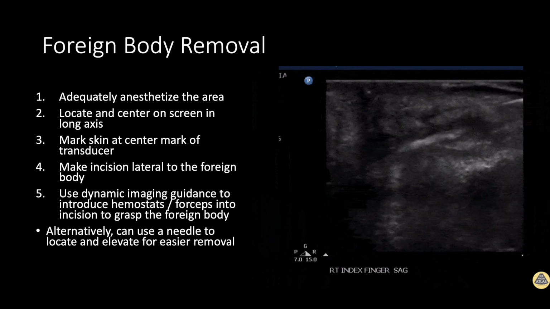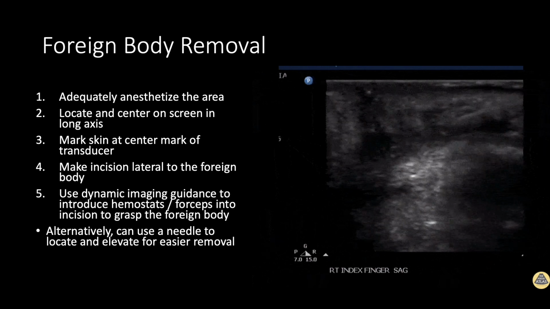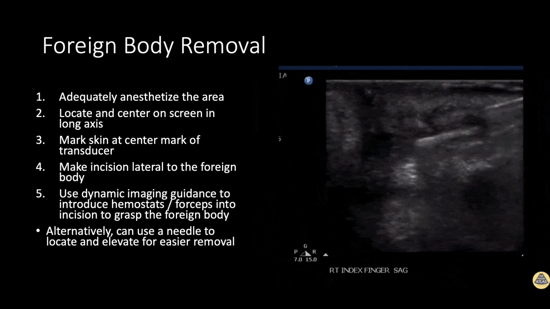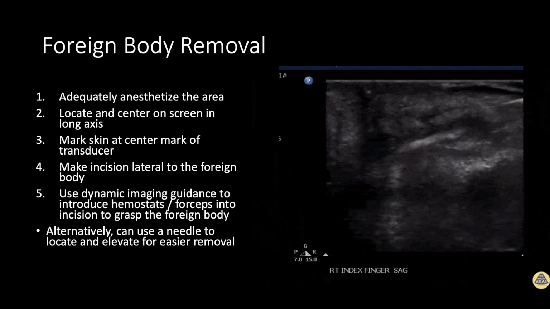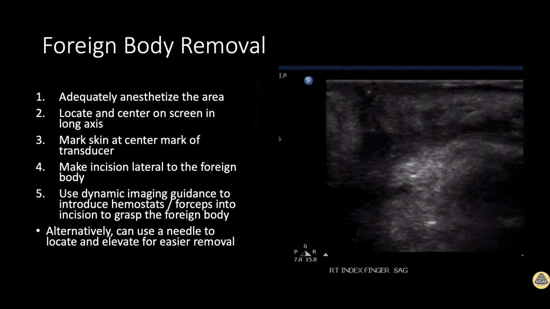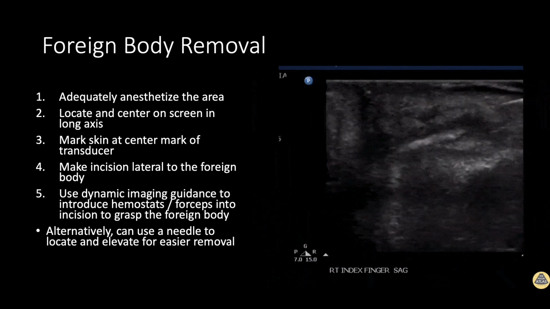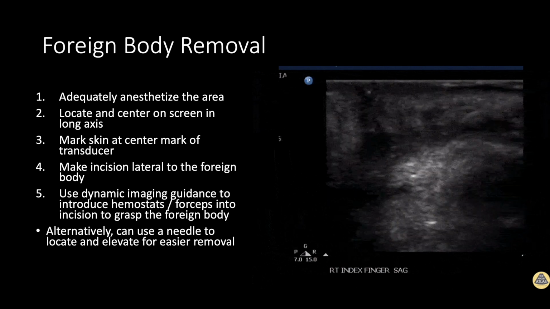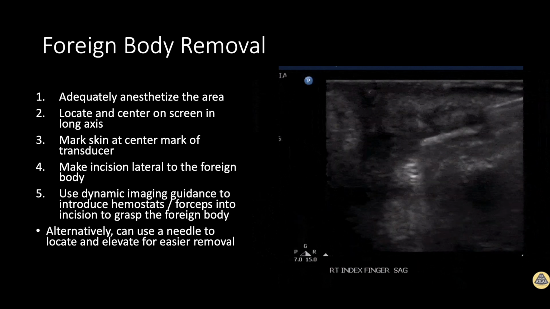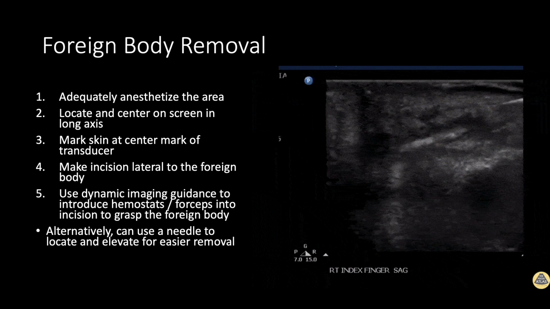To remove a foreign body using ultrasound guidance, start by adequately anesthetizing the area with local anesthetic. I would also consider, if you've been trained to do them, regional anesthesia with a peripheral nerve block, particularly if the wound is on the foot, which is a common site of injury in an area that's particularly difficult and painful to inject with local anesthetic.